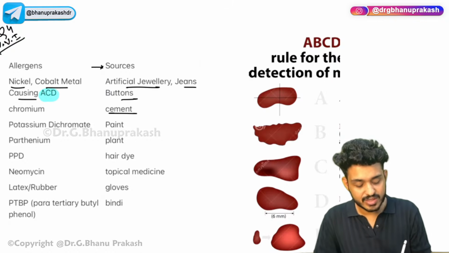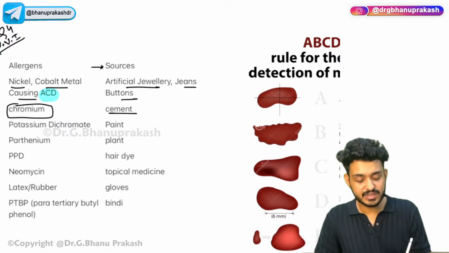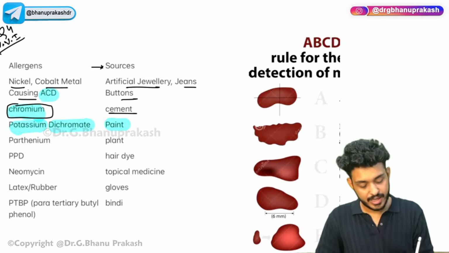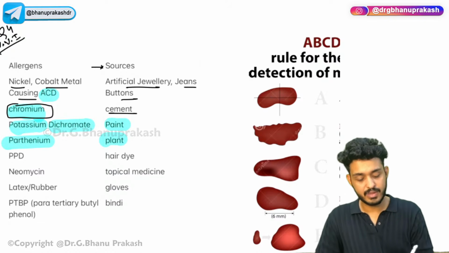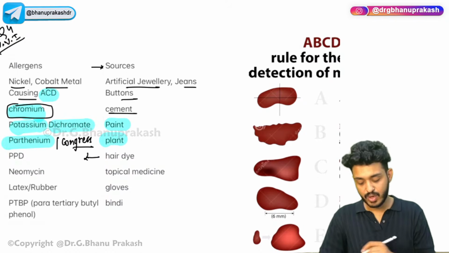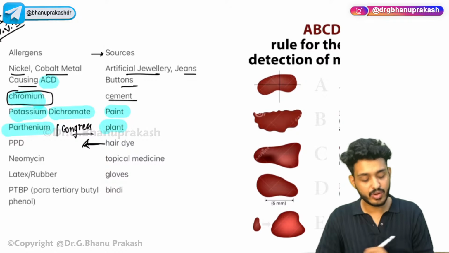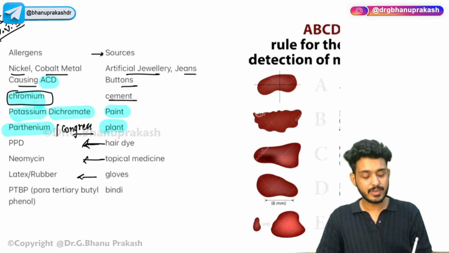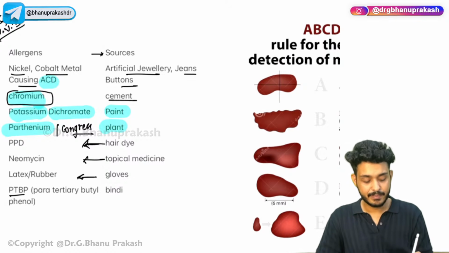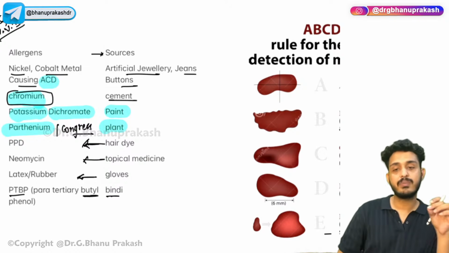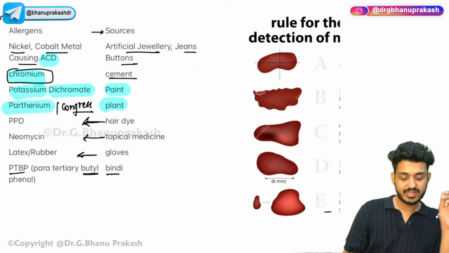Okay, cement, what is the constituent that you will be finding in cement? That is chromium. In paint you will be finding potassium dichromate. In plants, which plant is that? That is parthenium, also known as congress grass. Okay, hair dye you will be having what? PPD will be present in your hair dye. Topical medicine will be having neomycin. Latex and rubber will be present in your gloves. And PTBP, para-tertiary butyl phenol, just remember butyl. You can remember butyl will be present in bindi. Okay, that is how you have to remember.